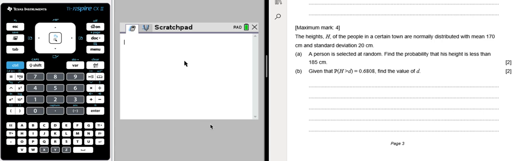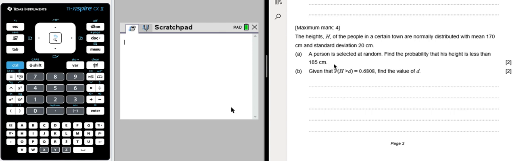So that's a quick question on normal distribution. You can see here on the right hand side of your screen. We have that the heights h of the people in a certain town are normally distributed with a mean of 170 centimeters and a standard deviation of 20 centimeters. For part A, a person is selected randomly, and we want to find the probability that the height is less than 185 centimeters.